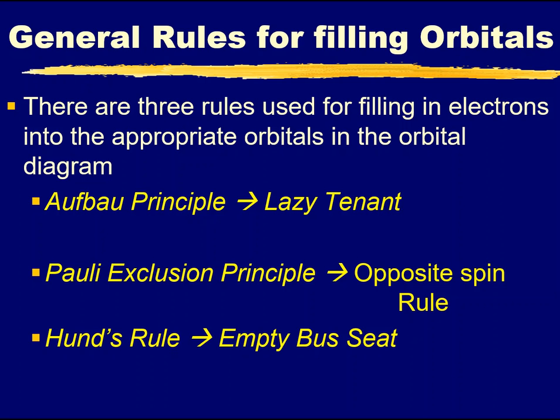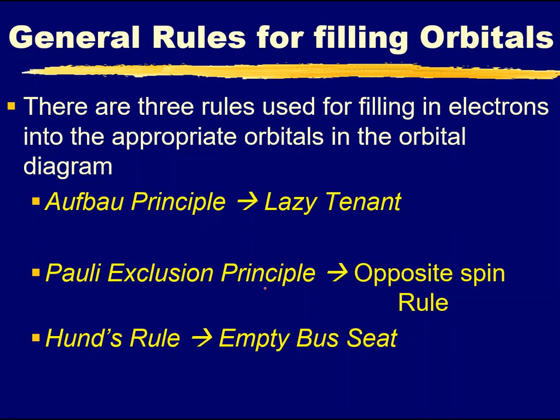There are 3 general rules for filling orbitals and creating these electron configurations. One's called the Aufbau principle, the second is the Pauli exclusion principle, and the third is Hund's rule. Now, I'll give them analogies, because this is very abstract. We call the Aufbau principle the lazy tenant rule. The Pauli exclusion principle is the opposite spin rule, and Hund's rule would be the empty bus seat idea. I'll explain what those analogies are in just a minute.